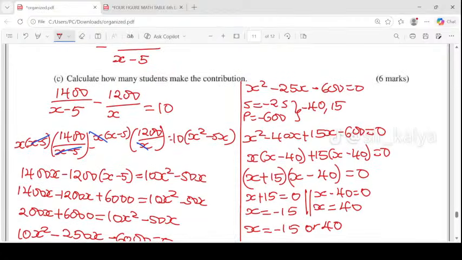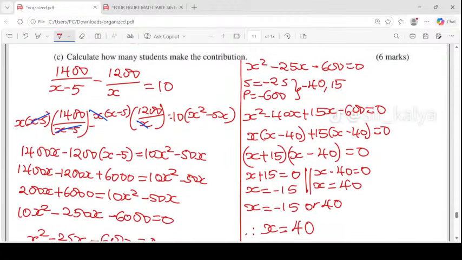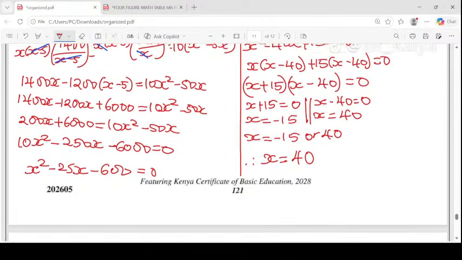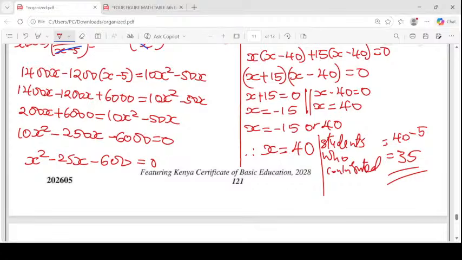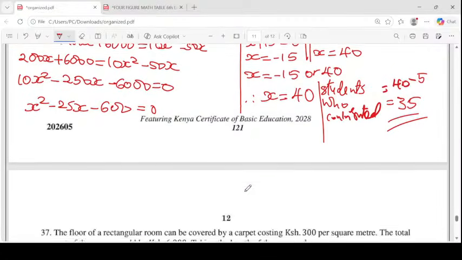Remember, the question was, how many students made the contribution? Now, x was the original number of people. To get now the number of people who made the contribution, students who contributed, I'll now take 40 minus the 5 who pulled out. I'll be left with 35 students as the answer to that particular question.